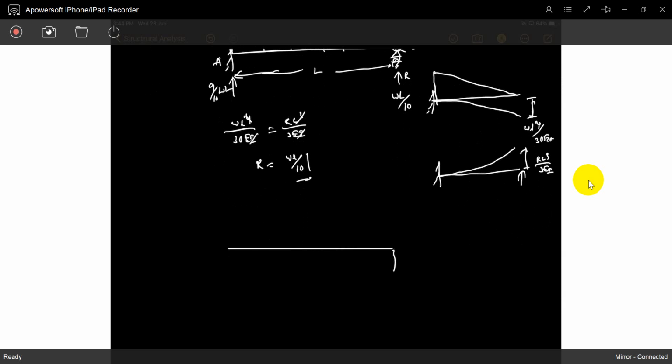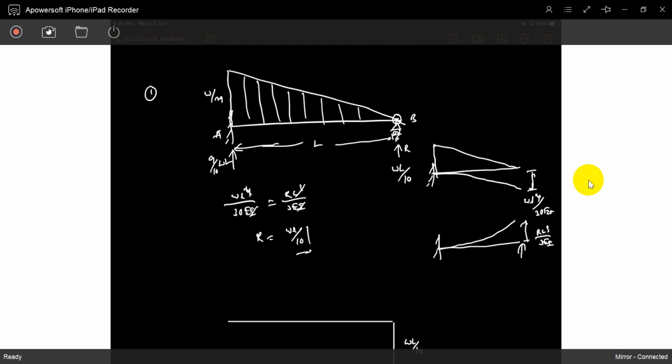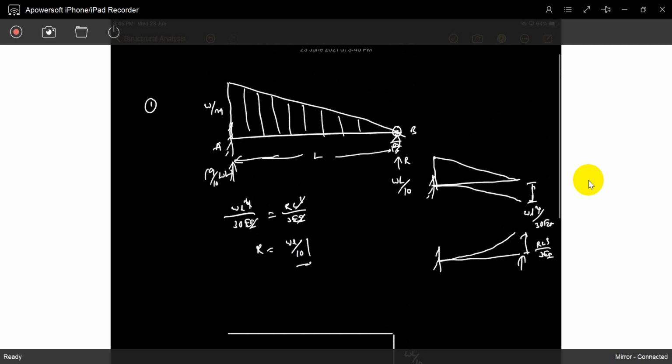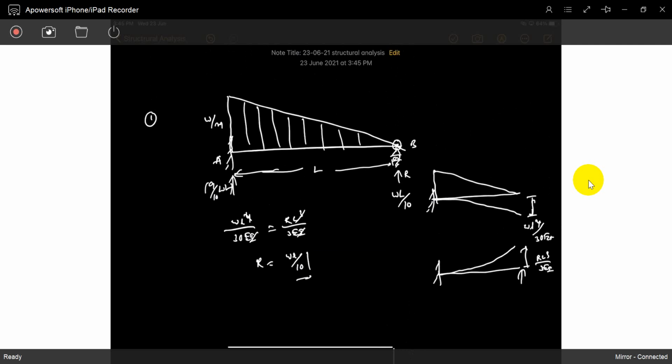So this is wL by 10. This is 9 wL by 10. Sorry, it's not 9 wL, because how much is the total load? The total load is not wL. You see, it is only a half portion. If it were complete, that would be wL. The total load is 1 by 2 of wL.